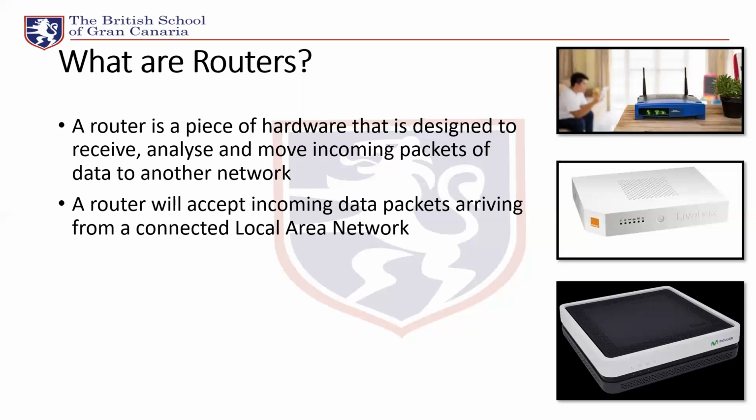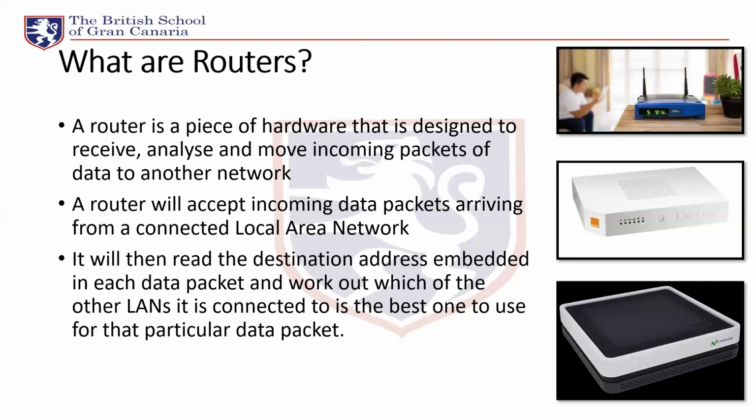A local area network could be, for example, your network at home, because your phone, your computer, your games console will all be connected to this router. A local area network could also be in school. Then it will read the destination address embedded in each packet and work out which other LAN it is connected to and the best one for that particular data packet. You're probably thinking, what are you talking about? Well, this is going to get a bit clearer.